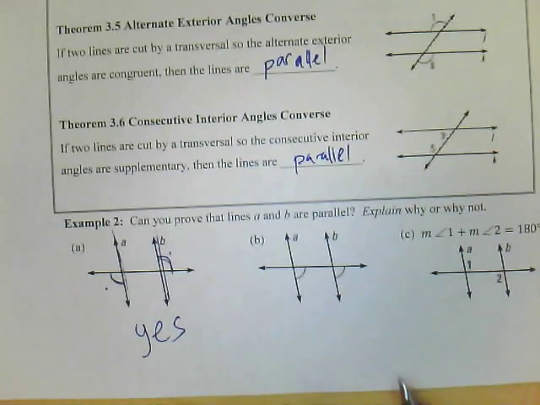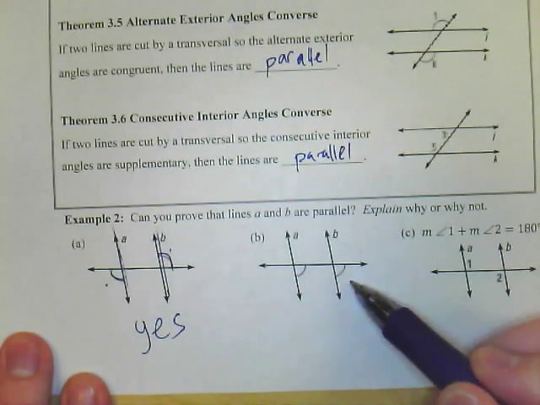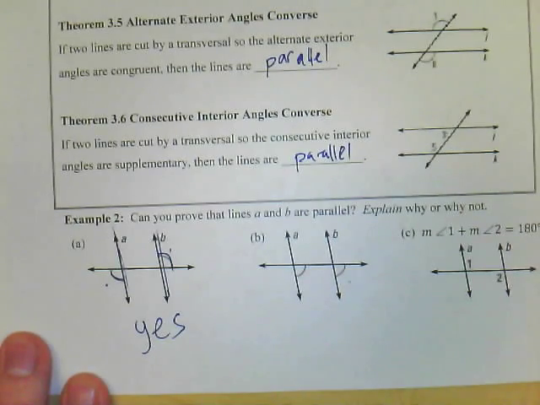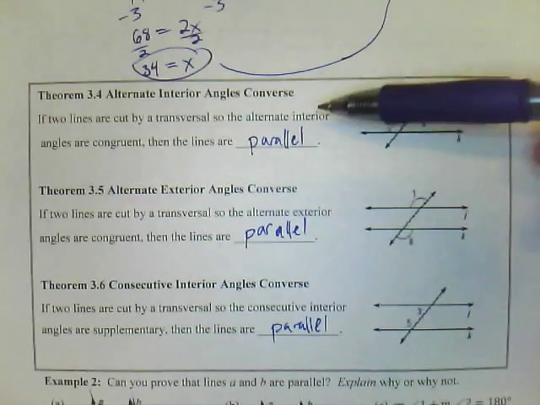For part B, we have corresponding angles. These are both in the bottom right spot of each intersection, so that makes them corresponding angles, and they're marked congruent. So we can say then by the alternate, I'm sorry, that's this one up here.